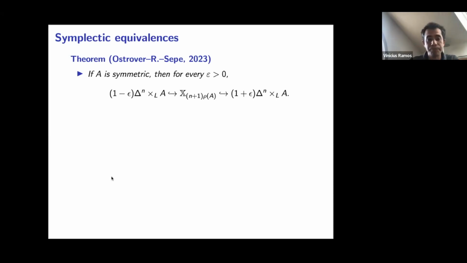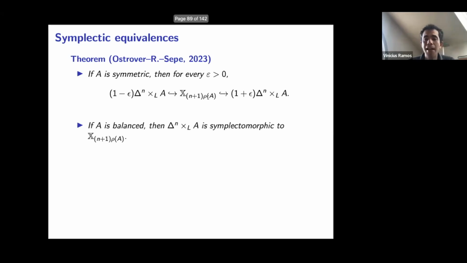So that means that we can embed our Lagrangian product, scaled by 1 minus epsilon, into a toric domain, and then we can embed that toric domain into 1 plus epsilon times this product. And the toric domain is determined basically by the image of A by the function rho with a little factor, and the factor is n+1. So we can prove that for every symmetric set. And if A is balanced, so that stronger condition, then we actually have a symplectomorphism.